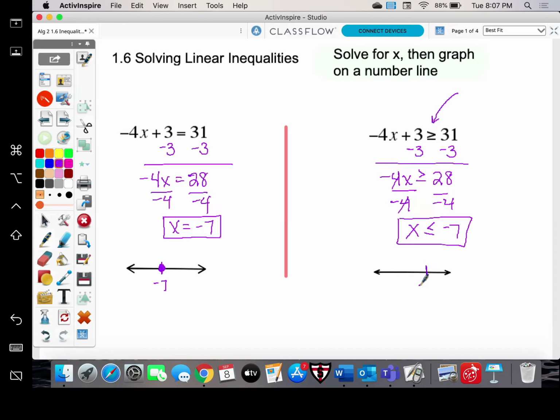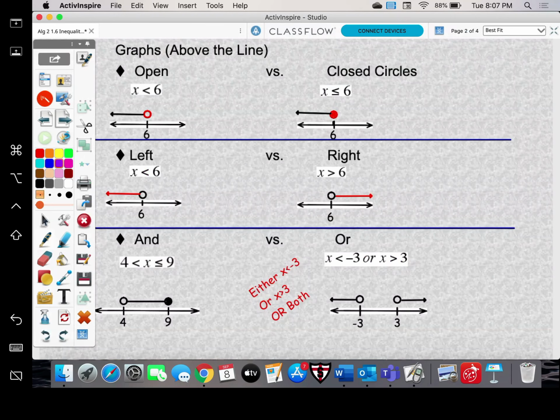So on our number line, we're going to put negative 7 there, and you're going to graph it. Maybe you remember from Algebra 1 with a closed circle. Why a closed circle? Right, because it's equal to. And then we're going to shade to the left because all of the numbers are less than negative 7, and less than is to the left on a number line. So that's pretty fun, right? Yeah, we're having a great time.